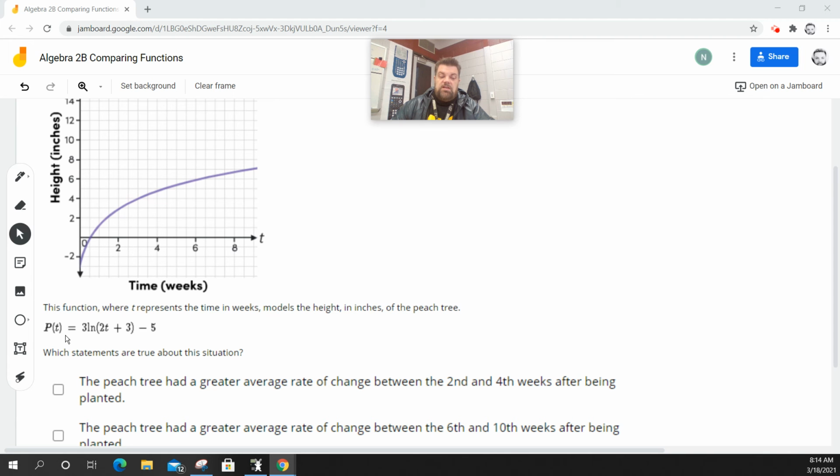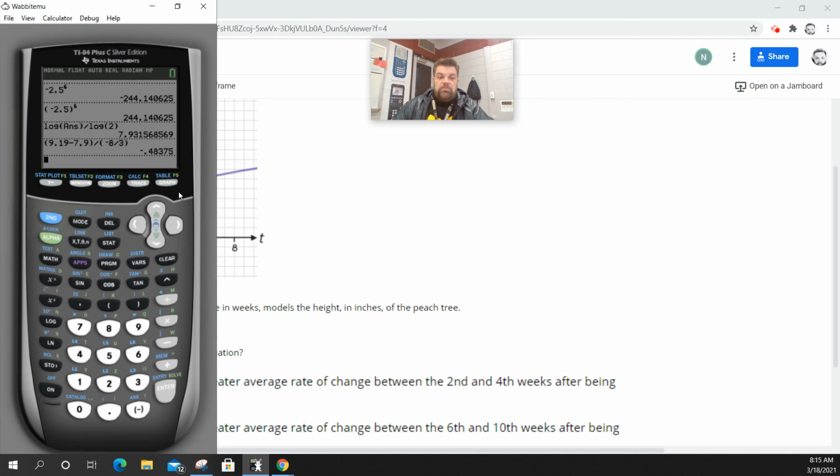The peach tree is a function of time. So P of t is equal to 3 times the natural log of 2t plus 3, minus 5. So this one we can graph. Okay, there's no real restrictions. We don't have to change the base or anything like that because we can do the natural log.